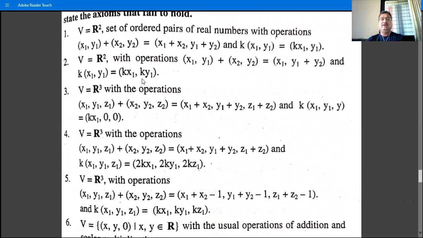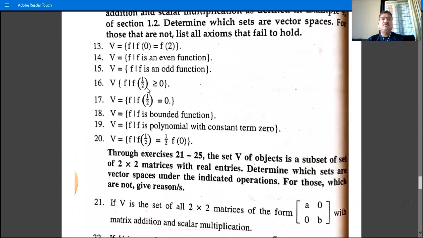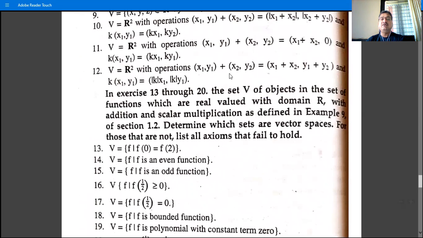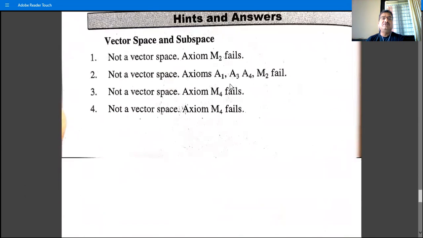Similarly, in the remaining examples, the definition of addition is not the usual addition, and so it may or may not be a vector space. So these are the problems for homework from 1 to 12. Two operations, addition and multiplication, are given. We have to determine whether the given set is a vector space or not under the given two operations. Obviously, the addition or scalar multiplication definitions are not the usual addition or usual scalar multiplication. So the answers to these problems are here.